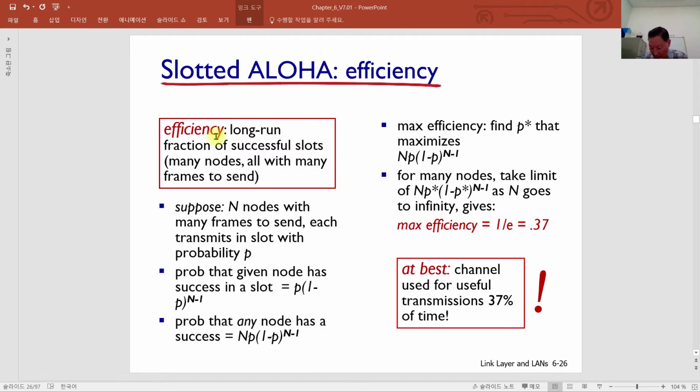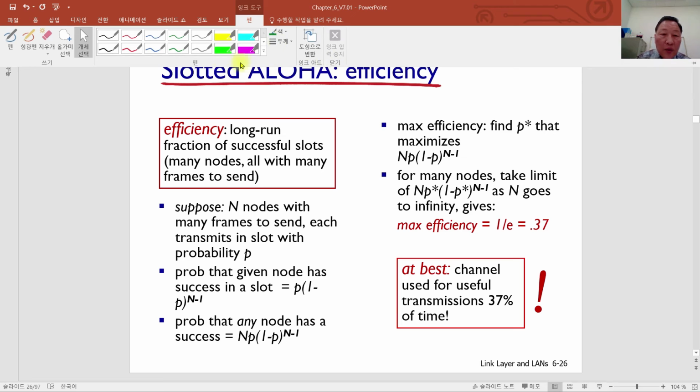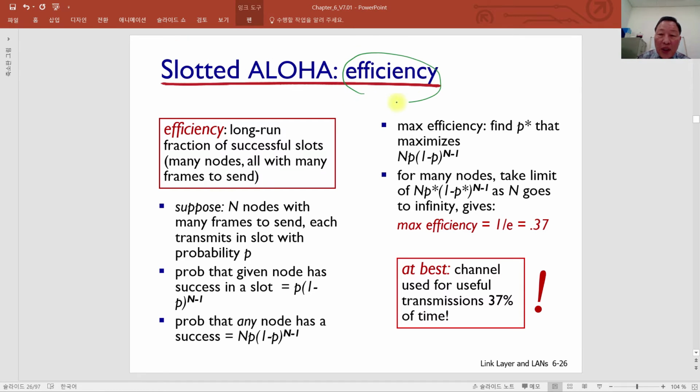But we can analyze the performance of this scheme. Slotted ALOHA efficiency. Here our target is to find out how efficient it is. Efficiency is the long run fraction of successful slots, with many nodes all with many frames to send. Let's assume n nodes with many frames to send, each transmitting in a slot with probability p. To analyze theoretically, we need to use this probability p.